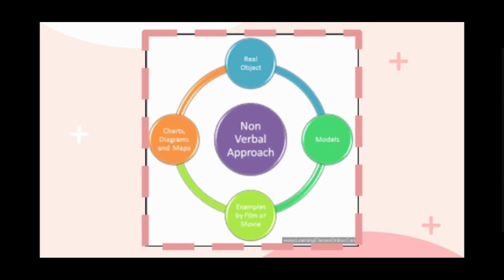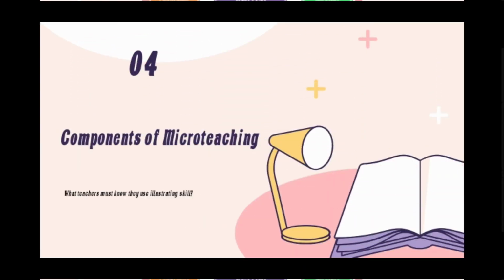And then the next one is the examples of non-verbal approach. You can use models. Perhaps you can make your students come forward as a model, and then charts, diagrams, and maps. You can use it as an illustration, of course. And then the real object, like you bring some stuff to the class, and then the examples like through movie, like I said before, video and other stuff.